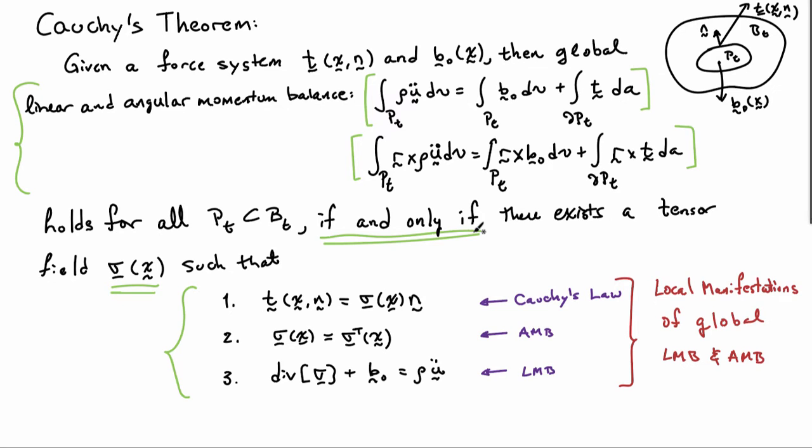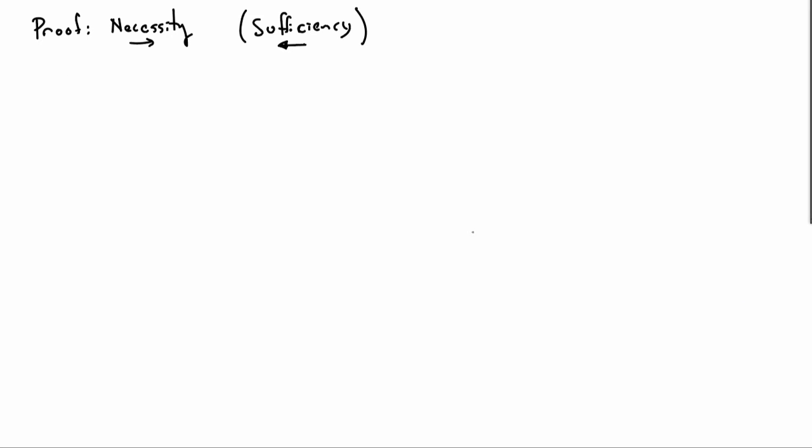So this is the statement of Cauchy's theorem, and what I'm going to go through now is a proof of this theorem. And what I'm going to do is I'm going to prove the necessity of the theorem. So I'm going to prove it in the forward sense, assuming the global statements of linear and angular momentum balance hold, and prove the three local statements.